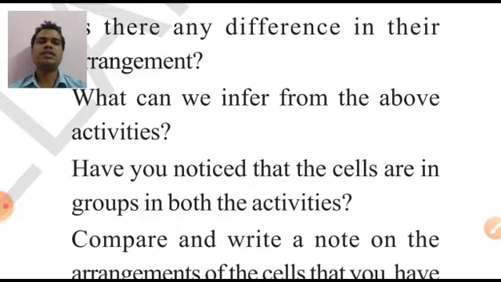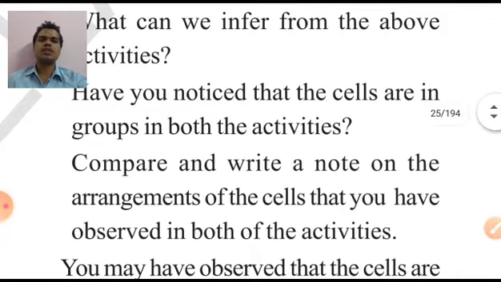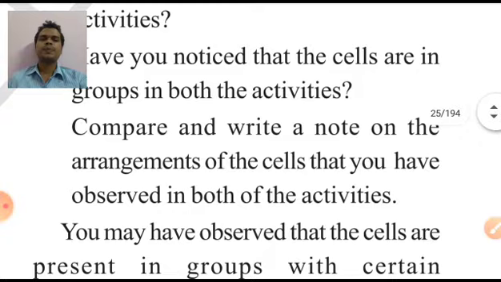As we have observed, the onion bulb cells are different from the leaf cells. Now how do you notice that cells are in groups in both activities? See, we have observed that all are arranged in the same lines, the same manner, and they are also particularly arranged to do a special work. So that's why we have observed them as tissues.